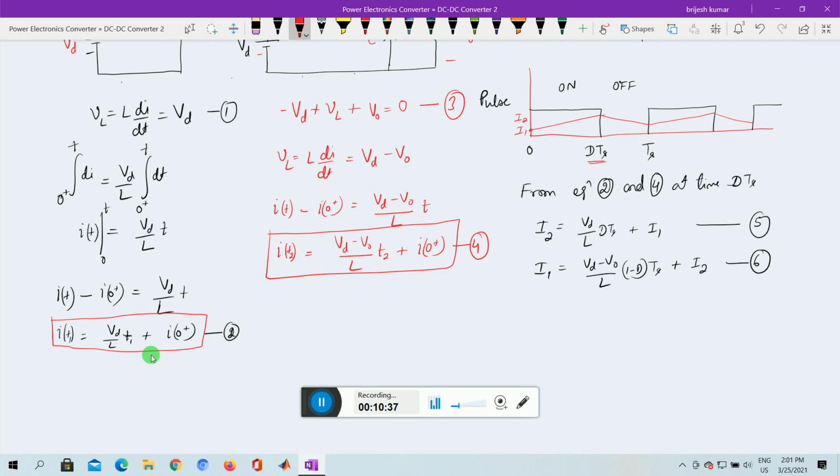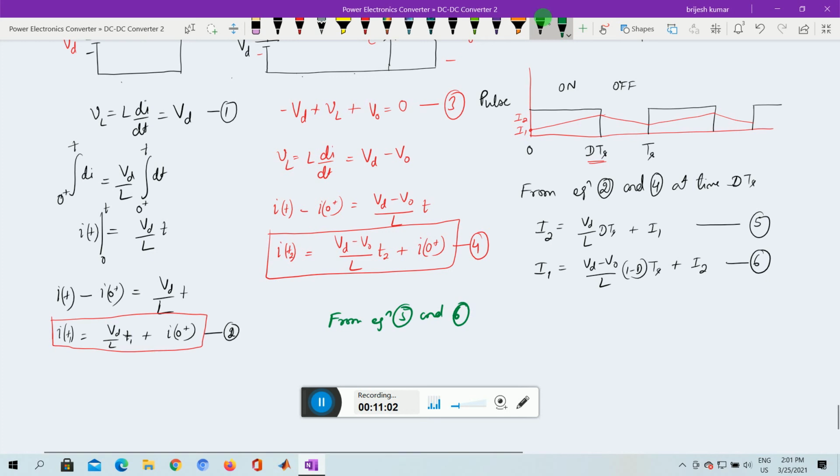So we can also take I1 equal to 0 if we are taking this as discontinuous conduction, or just continuous conduction. So even if we substitute the value of I2 over here from equation 5, so what ultimately we are going to get here, we can write from equations 5 and 6.